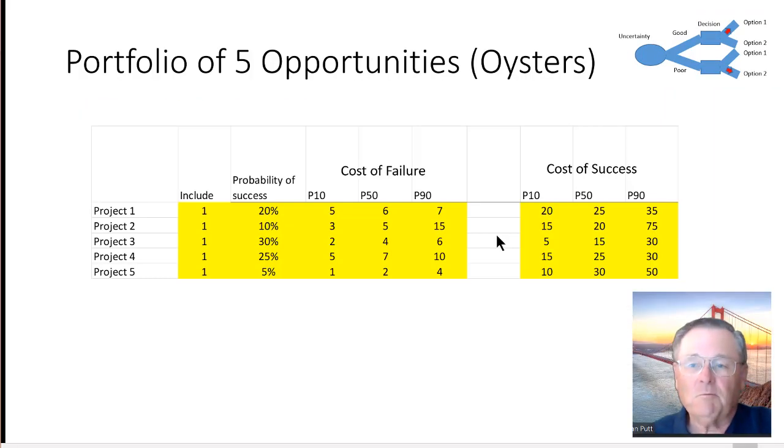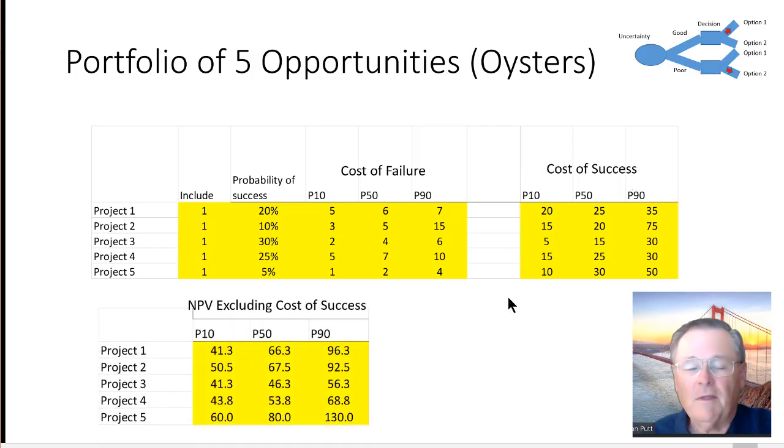So let's consider this portfolio of 5 opportunities. They range in probability of successes from 5 to 30. They have a cost of failure, and then they have a cost of success or development, if you will. And then there's the net present value, excluding the cost of success of the project. So think of this like the revenue. We're kind of ignoring the fiscal terms here in taxes, but that could fit in as well.